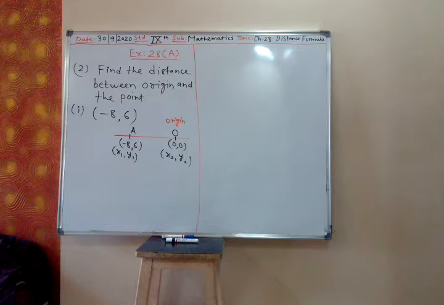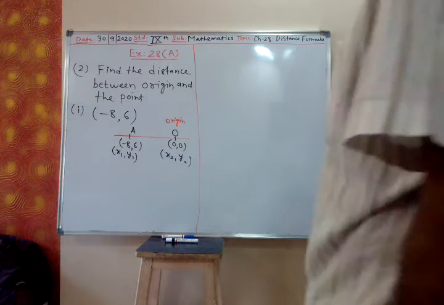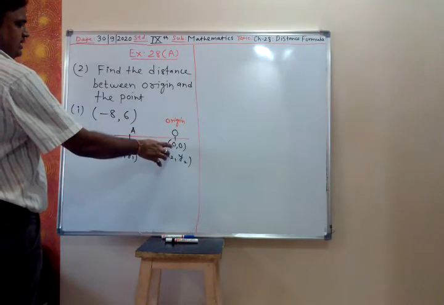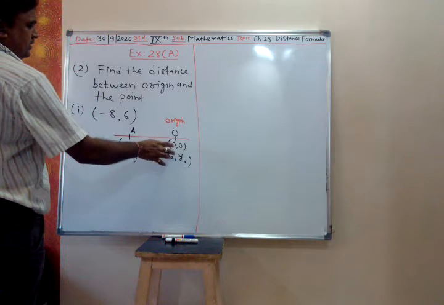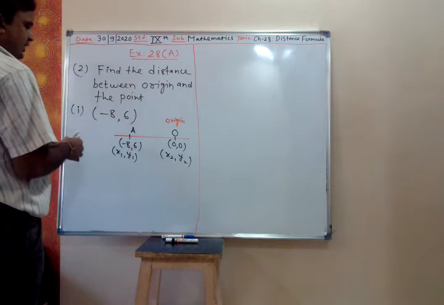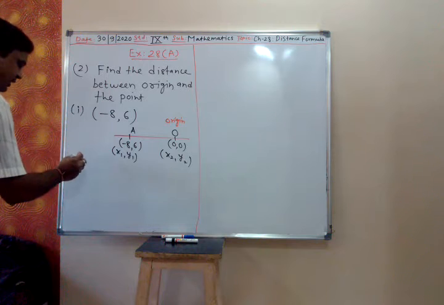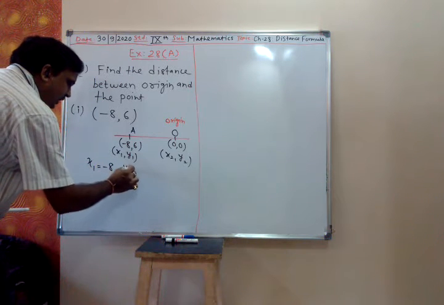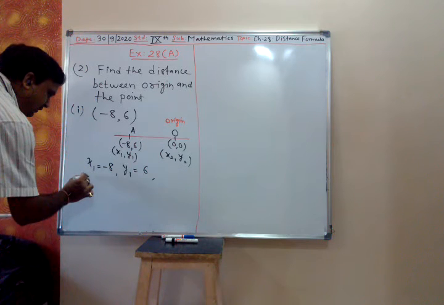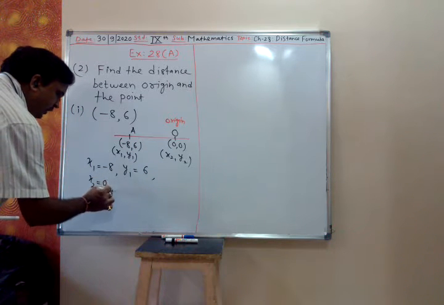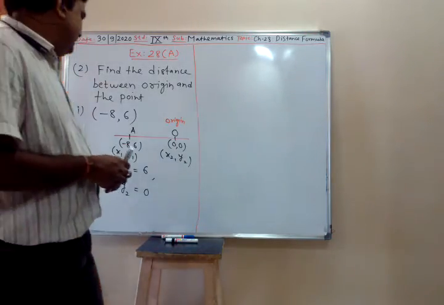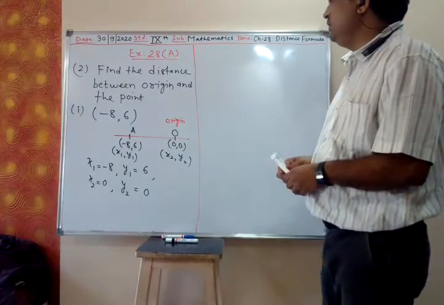Exercise 28A. Find the distance between origin and the point. You are given one point A -8, 6. The other point is origin. Origin we consider both the coordinates 0, 0, x coordinate 0, y coordinate 0. That we consider as x2, y2. So you will get x1 is -8, y1 is 6, x2 is 0, and y2 is 0.